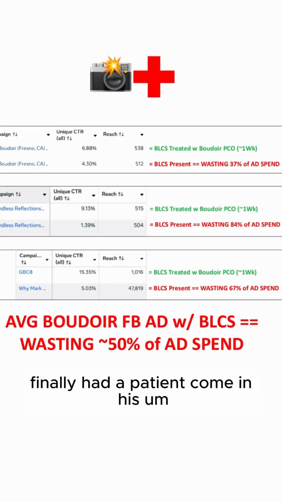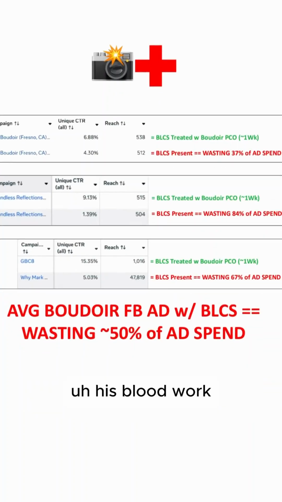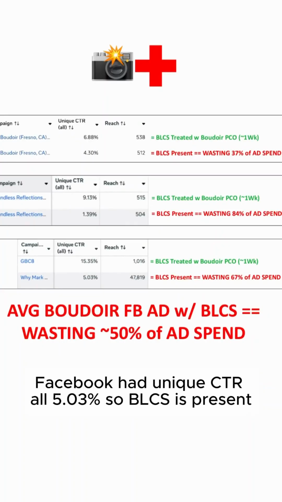Finally, had a patient come in. His boudoir Facebook ad unique CTR 5.03%. So BLCS is present.